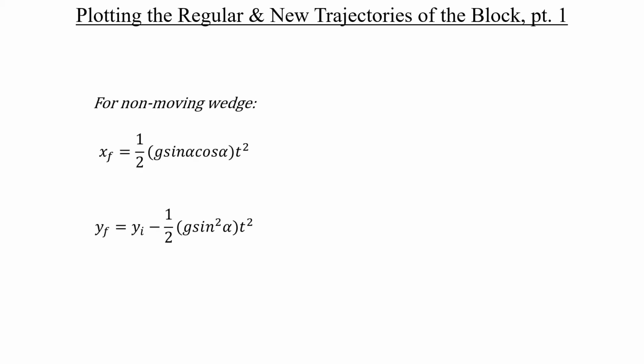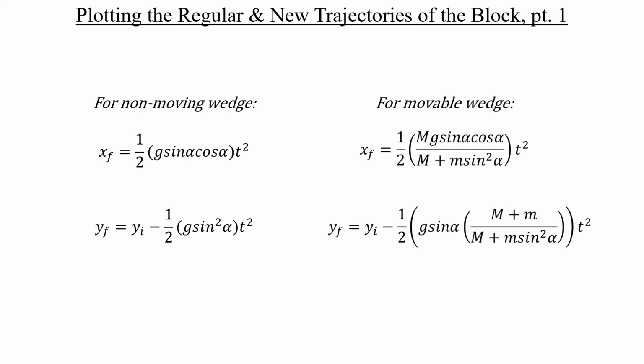For a non-moving wedge, here's what our displacement equations will look like. I've exchanged the a sub x and the a sub y acceleration variables with the expressions that we worked out earlier when we let the mass of the wedge, capital M, go to infinity. When the wedge is moving, we'll use the a sub x and a sub y acceleration components of the block that we solved for in the beginning instead. Now, for the moment of truth. Does the plot agree with our prediction?